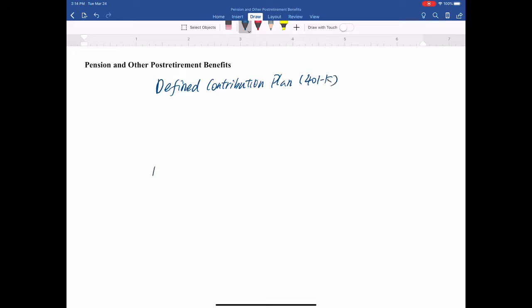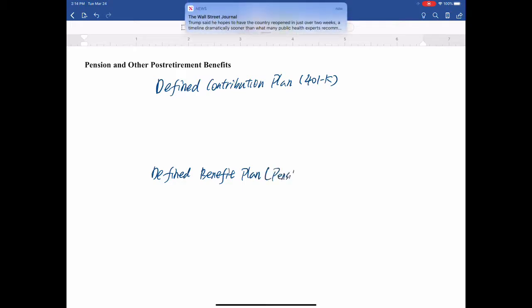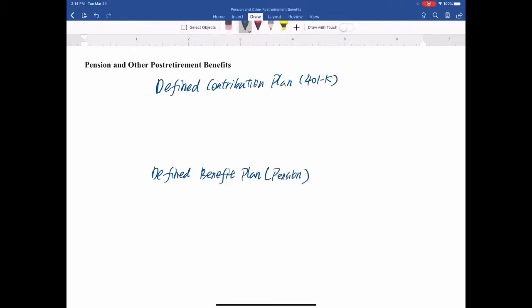The next one is defined benefit plan. Mostly we refer to it as pension. And for the two different plans, we have two different accounting treatments.